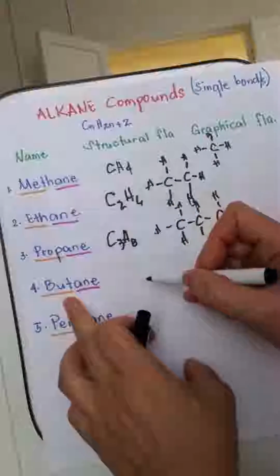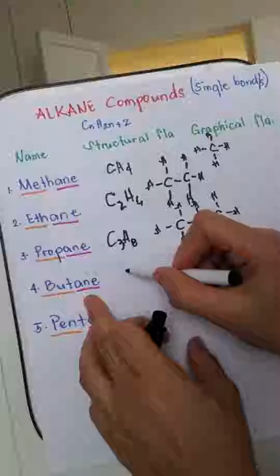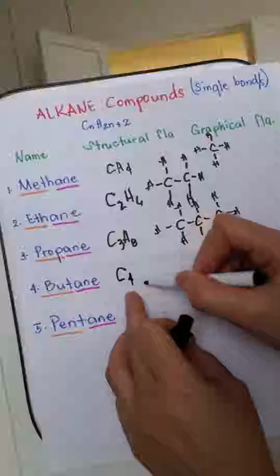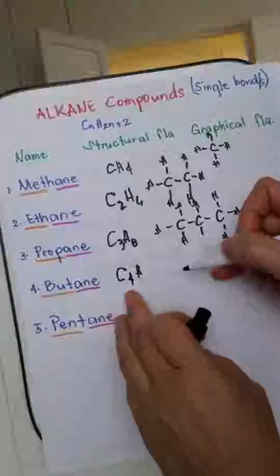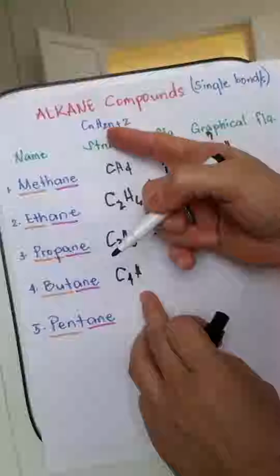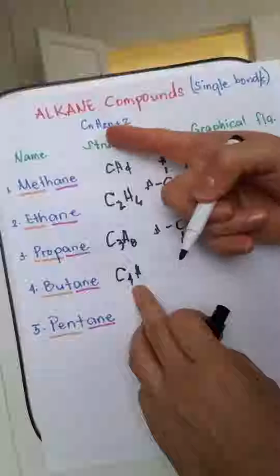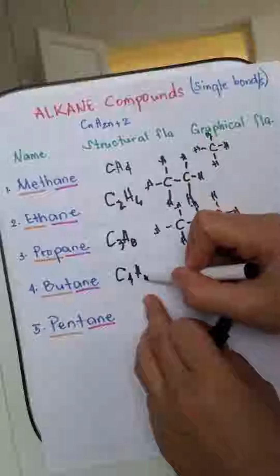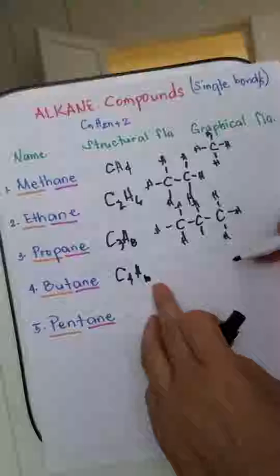Now the next is butane. The prefix but means the formula for butane has 4 carbon atoms. And what about the number of hydrogen atoms present in butane? Let us follow again the general formula, which is 2 times n, where n is the number of carbon atoms, which is 4. 2 times 4 is 8 plus 2 is 10. So therefore butane has a structural formula of C4H10.